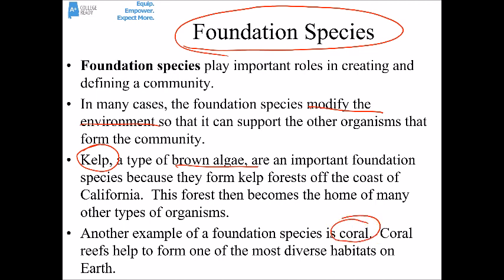Coral is another good example of a foundation species. The reefs that are made by the coral form essentially an environment that all kinds of other fish, crustaceans, sea anemones, all kinds of things live in that area that was created essentially by the coral.